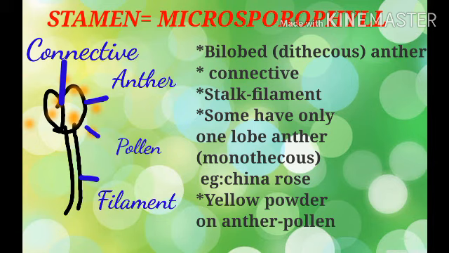Anthers with two lobes are connected by connective tissue, which is parenchymatous tissue seen in between the two lobes of the anther. Normally in most plants we can see a bilobed anther. The bilobed anthers are called dithecous anthers. There are plants with a single lobe, and that type of anther is called a monothecous anther. An example is China rose. Over this anther, we can see a yellow powder which is called pollen, which undergoes pollination. This pollen will produce the male gamete and undergo sexual reproduction.